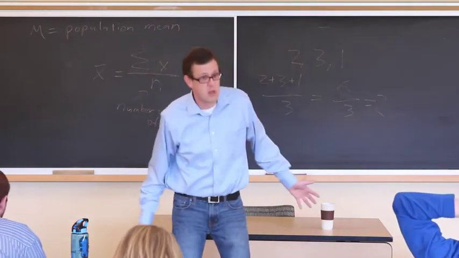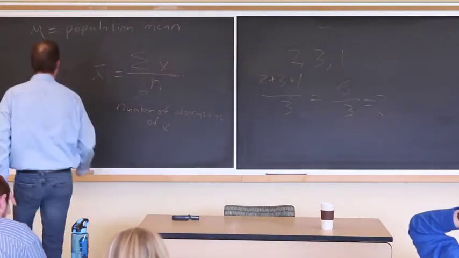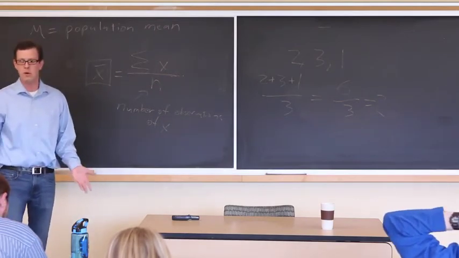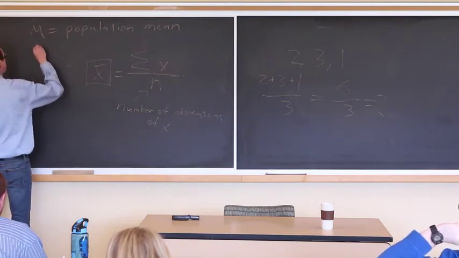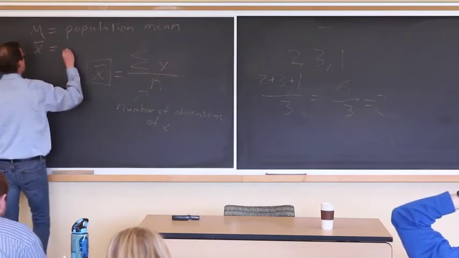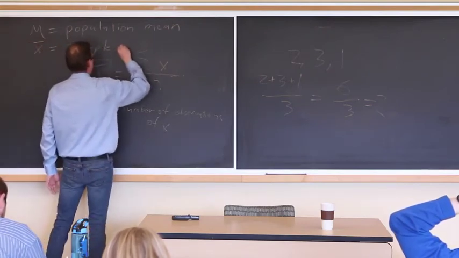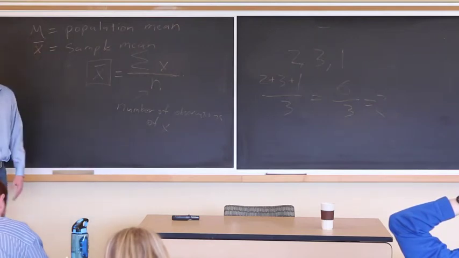It's just a symbol. We could write it out longhand, the mean of x, but this allows us to be much more concise in what we're writing. So mu is the mean of the population. X bar is going to be the sample mean. What if I had a couple different variables and I had an x and a y?